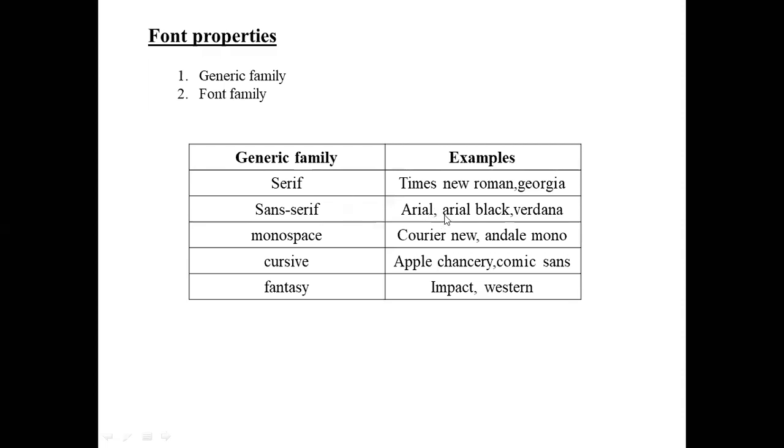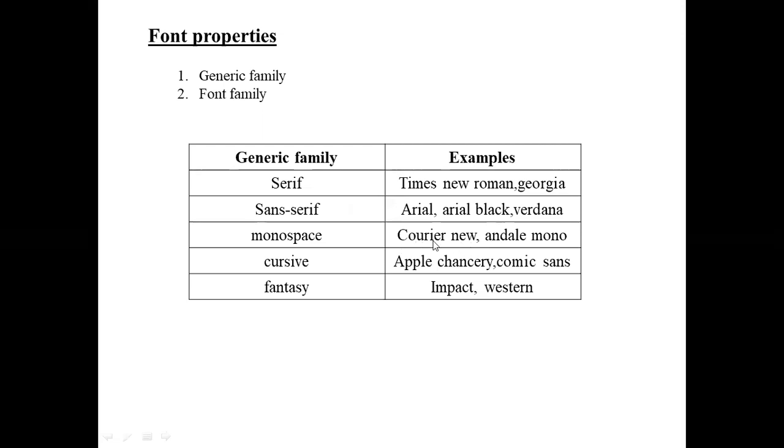Next, Arial Black and Verdana. These three have the same look. These three belong to the sans serif generic family. Likewise, Courier New and Andale Mono. These two have a similar look. So these two font families belong to monospace.